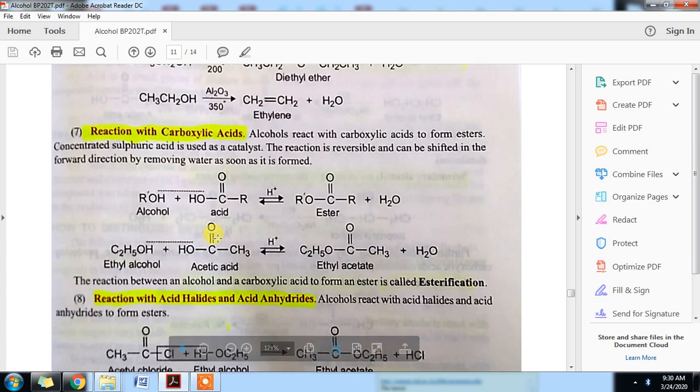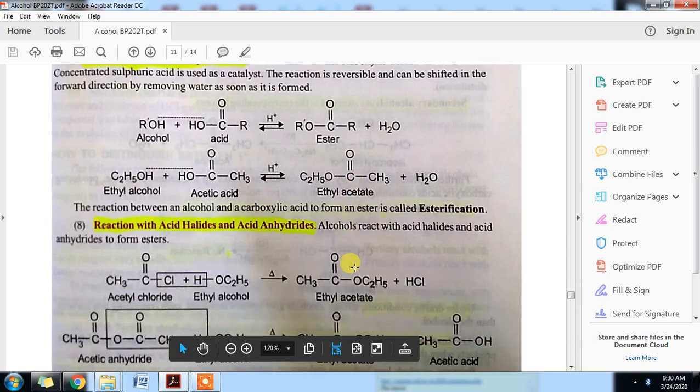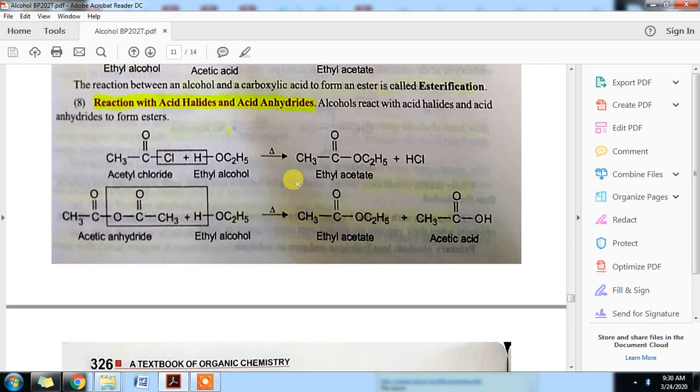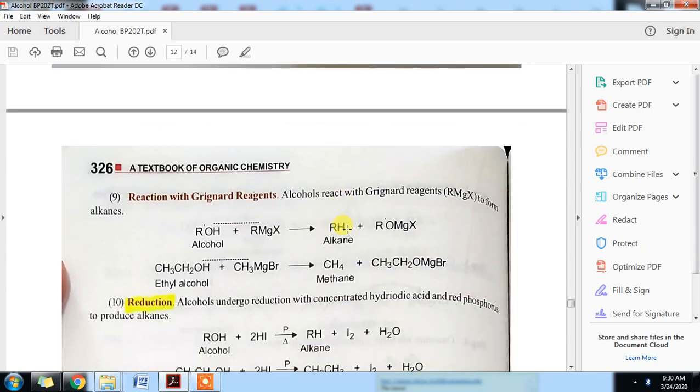Reaction with carboxylic acid: alcohol and acid, when they react with each other, they form an ester. That's a common thing, you know it from class 10, 12, so you don't have to bother regarding that. So this is one of the easiest reactions you can remember. Again, in the same way, acid halide and acid anhydride, RCOCl, so HCl would be removed, again it forms an ester, right? Then acetic anhydride, from here acetic acid would be removed and it forms an ester. Okay, so this is the way.